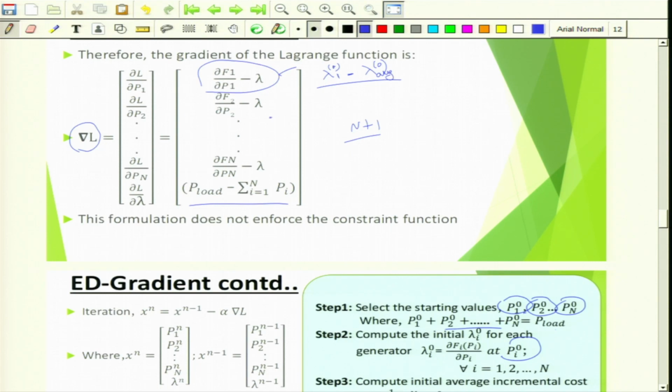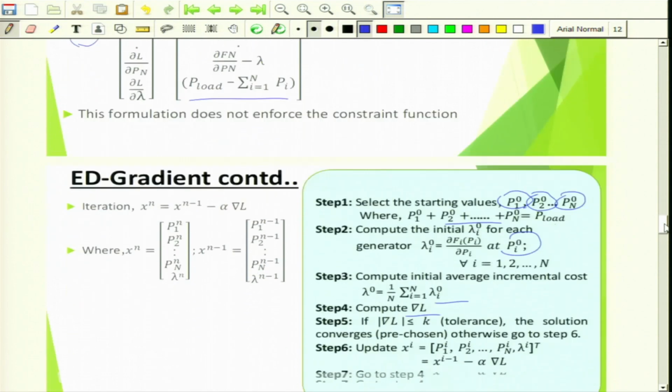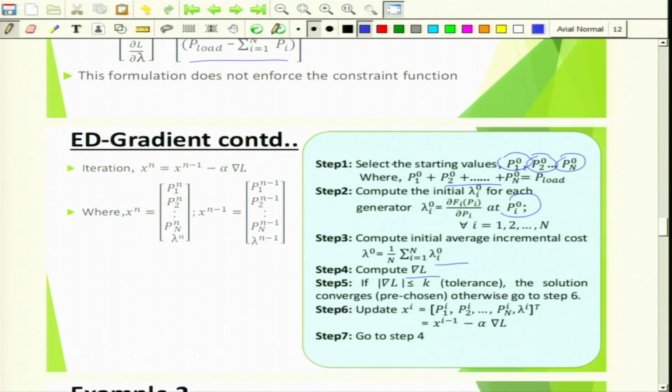If that error is not 0, we need to do the next iteration. We obtain the average and check whether this error is less than the tolerance limit or not, and if it is not the case, then update the value of xi. That means obtain the new variables.